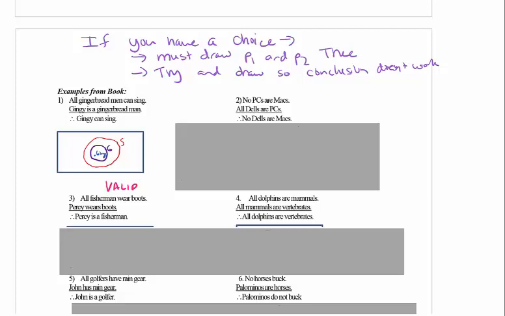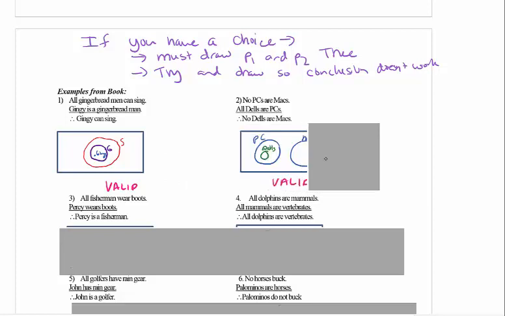So going to number 2, no PCs are Macs. It means they cannot overlap. Then it says all Dells are PCs, which means the first has to go in the second. There was no choice on this one, so we now look at it and say, does our conclusion follow? No Dells are Macs. Based on this drawing, it's not if it's a true or false statement. Based on this drawing, does the conclusion follow from my premises? And my answer there should be valid.